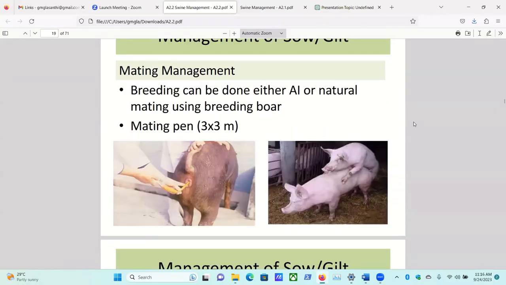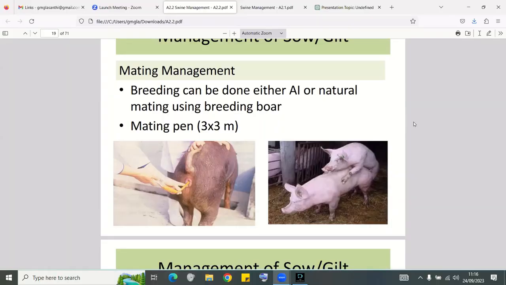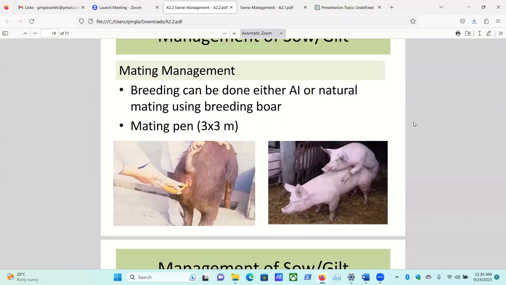So after that, we will discuss mating management. Breeding can be done either by AI, that means artificial insemination, like this. Here, we are taking semen away from the male animal and depositing it artificially in the female animal's reproductive tract. It is called AI, artificial insemination.